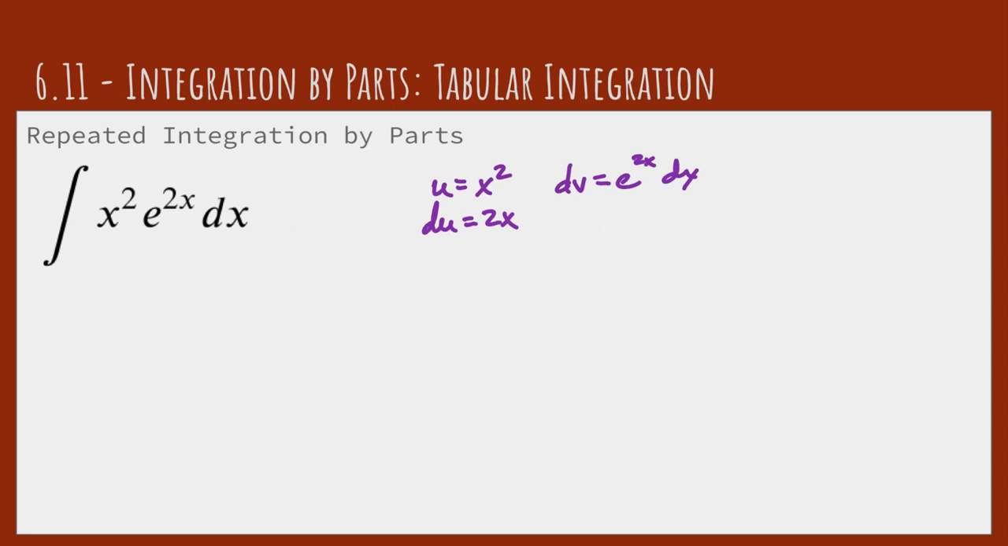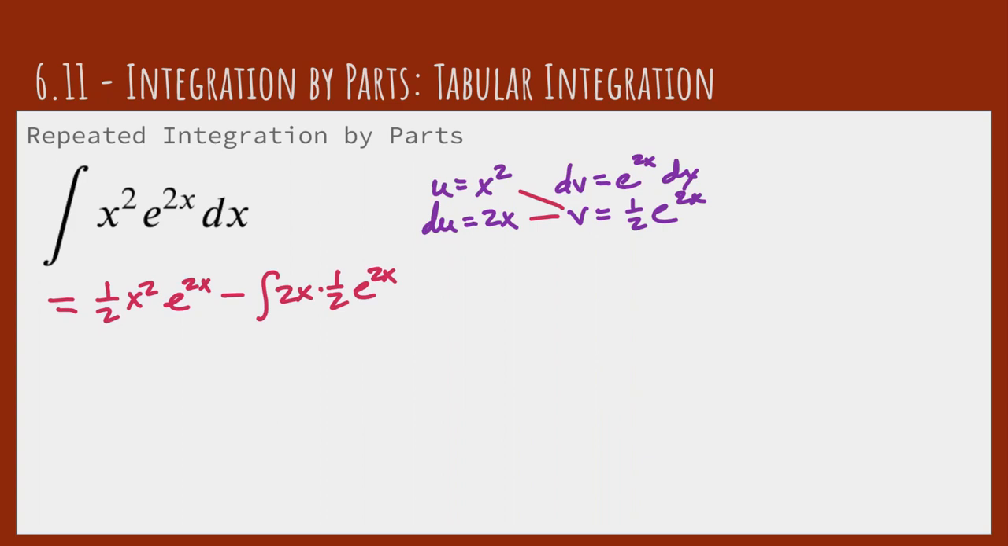du is going to be 2x, and v is going to be 1 half e to the 2x. That 1 half, because of the chain rule, you can confirm by taking the derivative. When we multiply by the 2 because of the chain rule, the 1 half goes away. So making our substitutions in the integration by parts formula, this is going to equal u times v. So it's going to be 1 half x squared e to the 2x minus the antiderivative of v du.